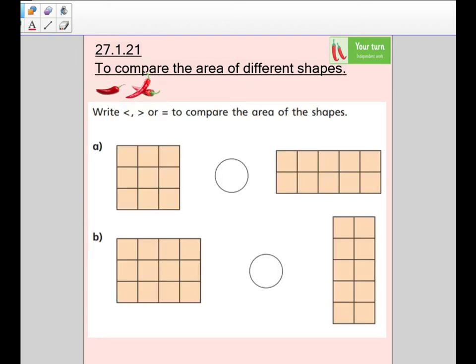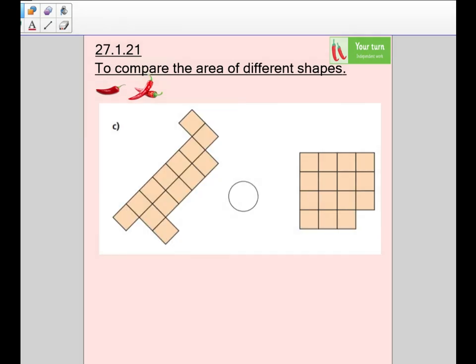This question is suitable for chilli 1 and 2. It says, can you write the more than, less than or equal to sign to compare the areas of these shapes? You've got the 2 for question A and the 2 for question B. There is another page in a minute as well, so it will continue on the next page. But pause the video and answer these 2 first.